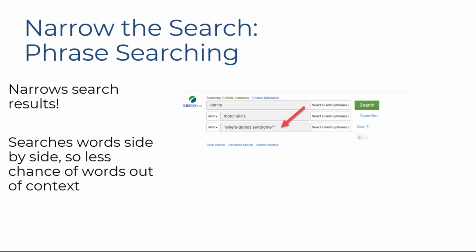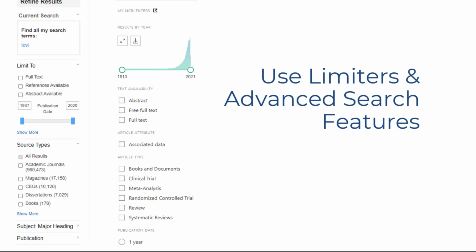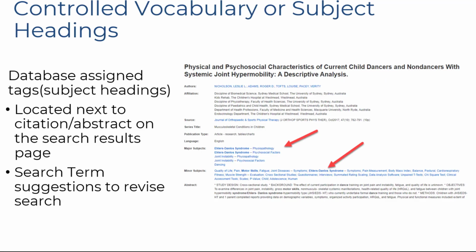One way to narrow your search is by phrase searching. You can do this by putting quotations on the outside of it, so it will only search for that particular term. You should also use limiters and advanced search features. Here's an example of 2 different limiter bars that you will see within CINAHL and Medline.